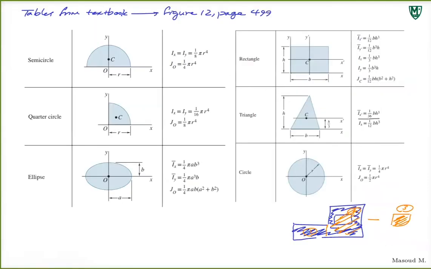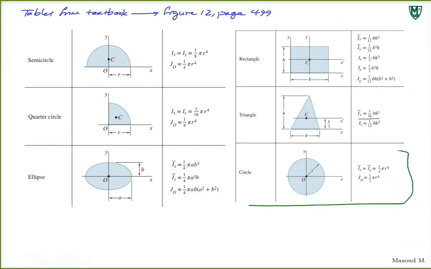Let's go to the table here. I'm cleaning this up. So here is the information I have about the circle. What do I know about the circle? I know the moments of inertia about its center. I know Ix bar and Iy bar. In this case, I'm only looking for the area moment of inertia about the x-axis. So I only care about Ix bar.